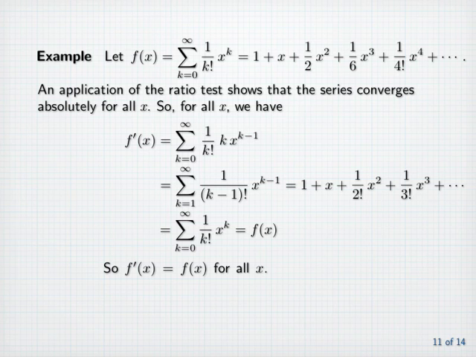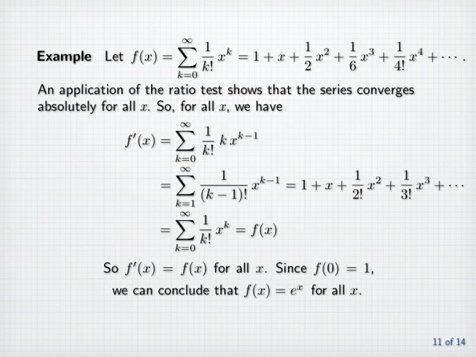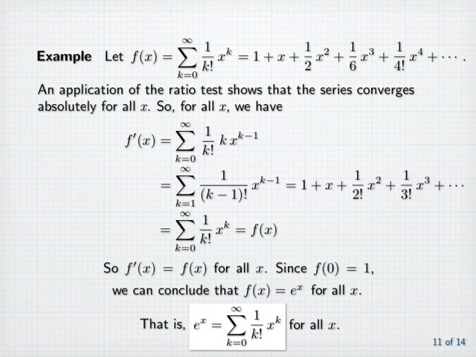Now, it turns out that the only functions that have that property are constant multiples of e to the x. Since we can easily check that f of 0 is equal to 1, we can conclude that f of x must equal e to the x for all x. So we've learned that e to the x is equal to the sum from k equals 0 to infinity of 1 over k factorial x to the k for all x.